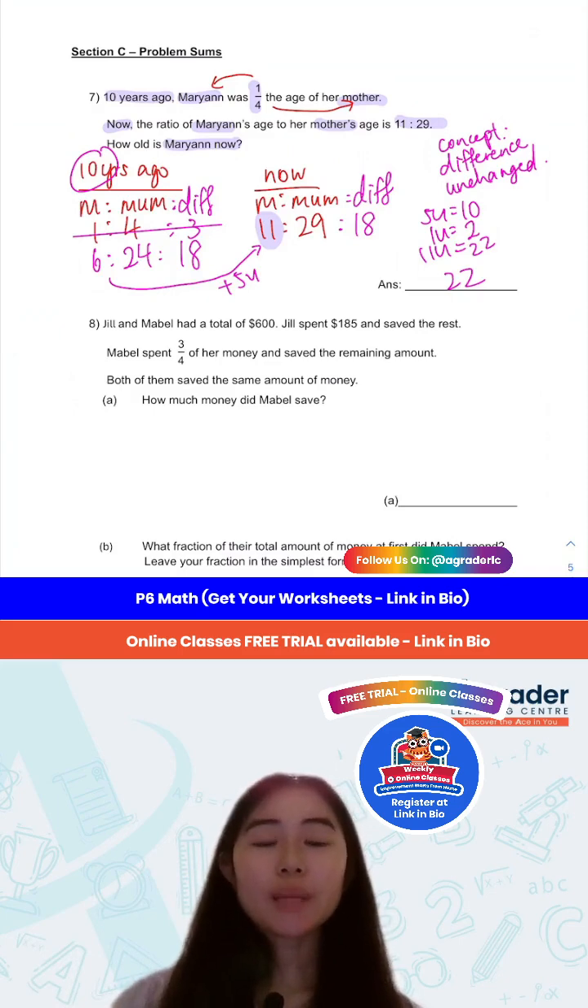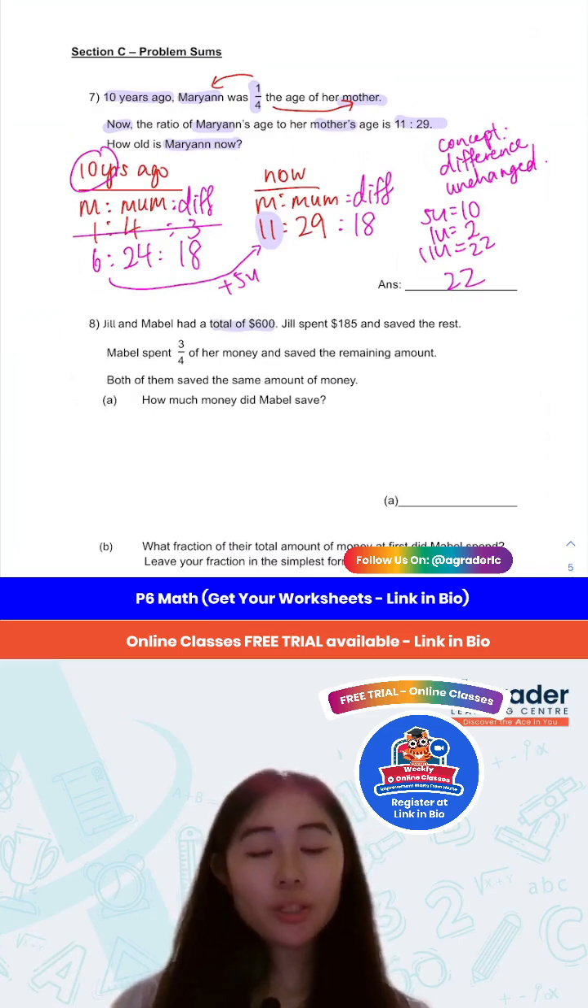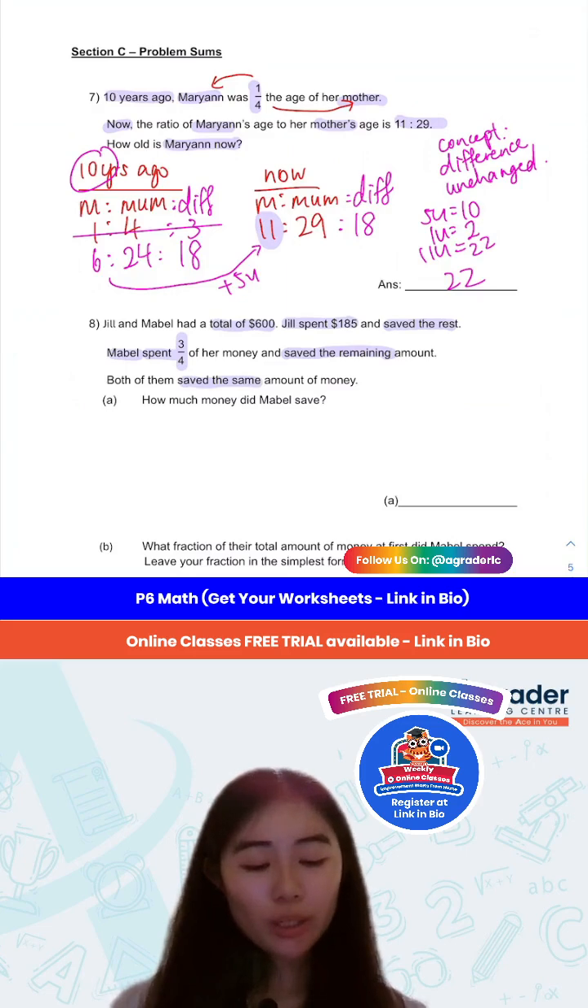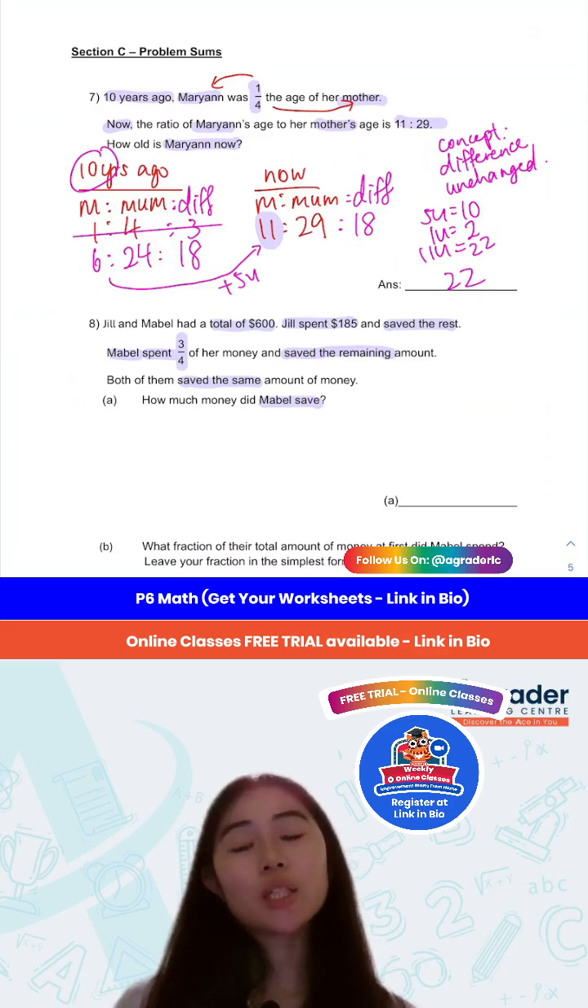So Jill and Mabel had a total of $600. Jill spent 185 and she saved the rest. Mabel spent 3/4 of her money and then she saved the remaining. Both of them saved the same amount of money. So how much money did Mabel save? For this question, I'm going to show you using just a very simple model.